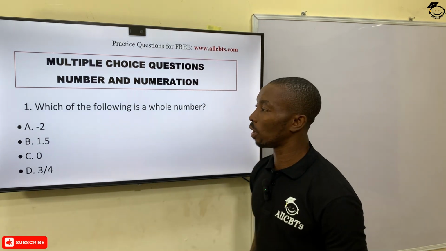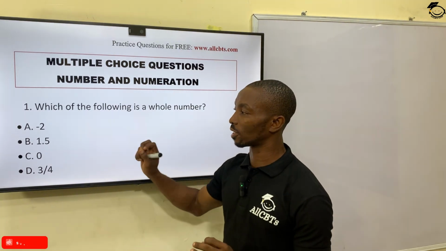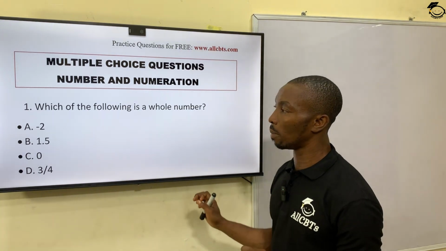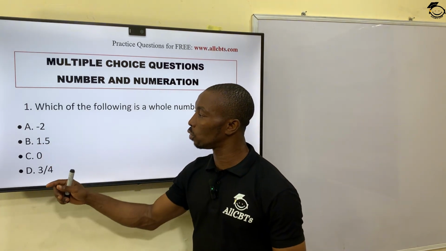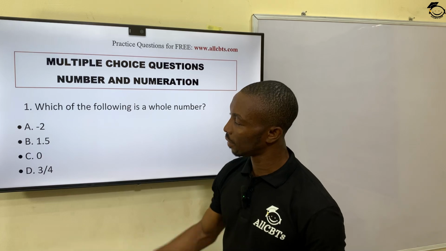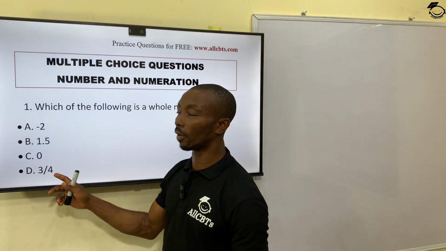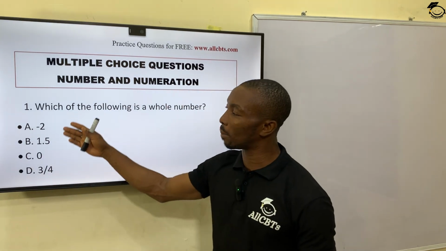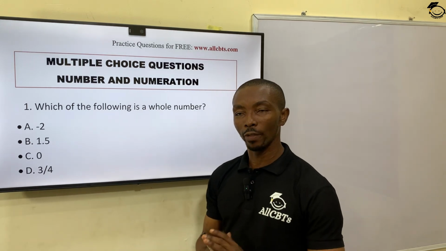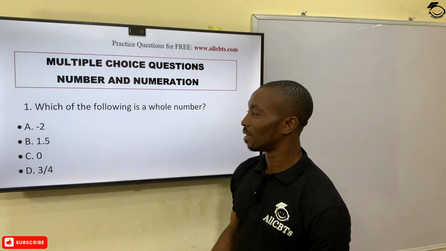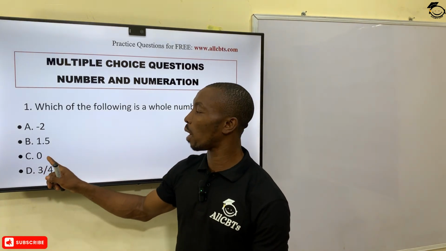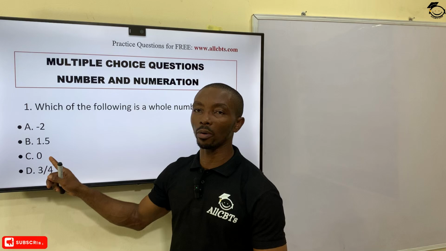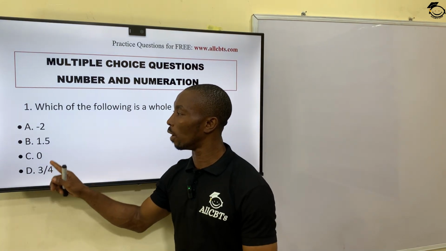In our study, we looked at different characteristics of a whole number. And from here, we can see we have a -2, a 1.5, a 0, and a 3/4. So which among these is a whole number? All right. If you've chosen C, then you are correct because 0 is a whole number.